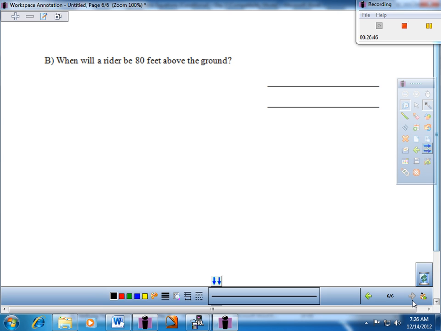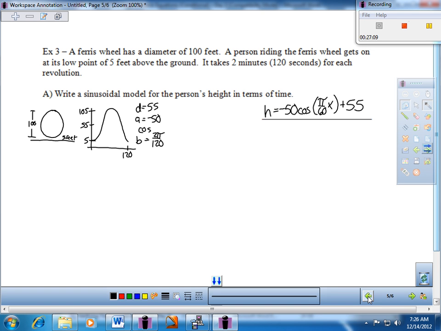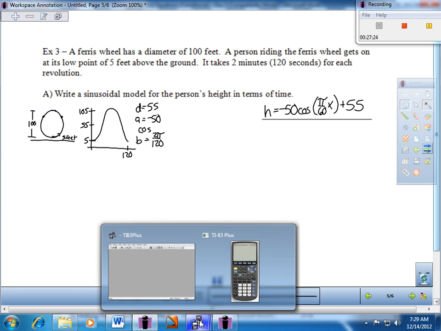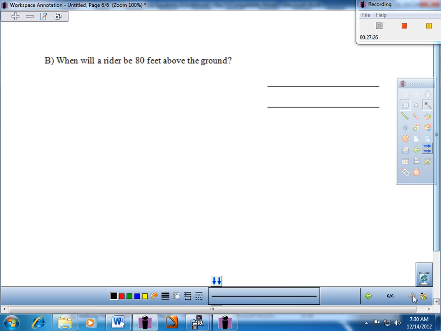So when will the rider be 80 feet above the ground? I'm just going to go back for 1 second. And of course, as we know, as this person moves around in circular motion, it's going to hit 80 feet over here and 80 feet over here, once on the way up and then once on the way down. So 2 solutions in our cycle as opposed to just the one. Okay, well, let's go for it.